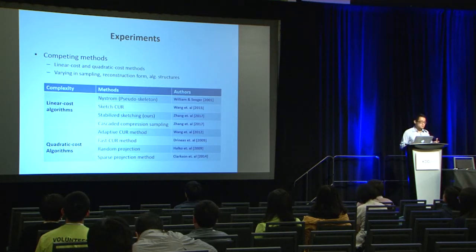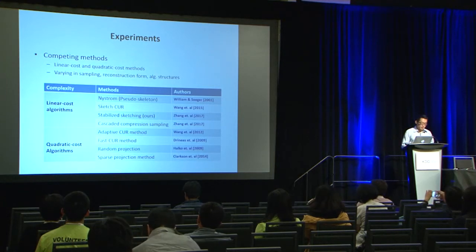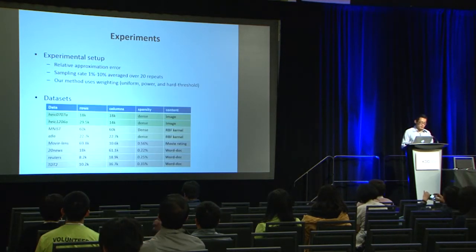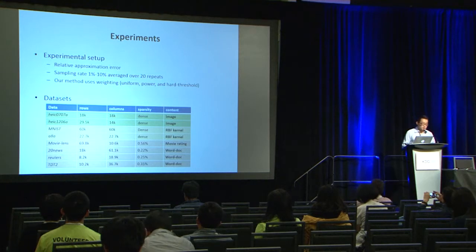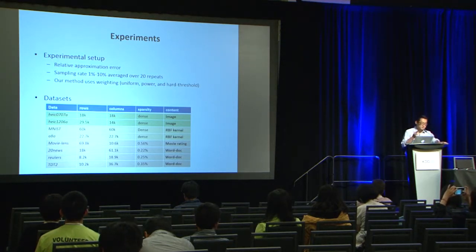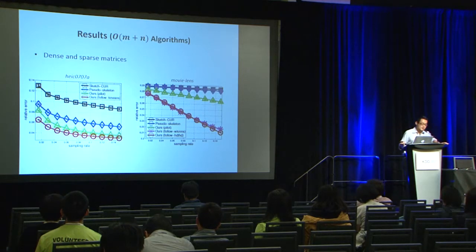We have compared with a number of approaches, linear cost algorithms and quadratic cost algorithms. And we have worked on a number of data sets, including a very large image matrix, a very dense kernel matrix, as well as a sparse word document matrix and a movie rating matrix. Here is the result of the linear cost algorithms. They are all linear. We can see that the green curve is our pilot sketching result, and the red curve is our follow-up sketching result.